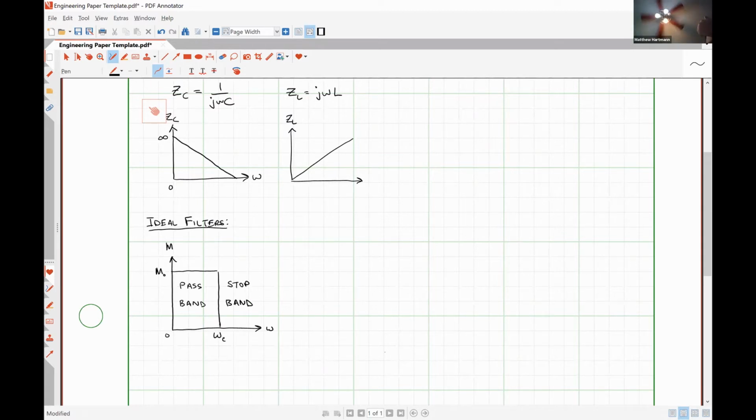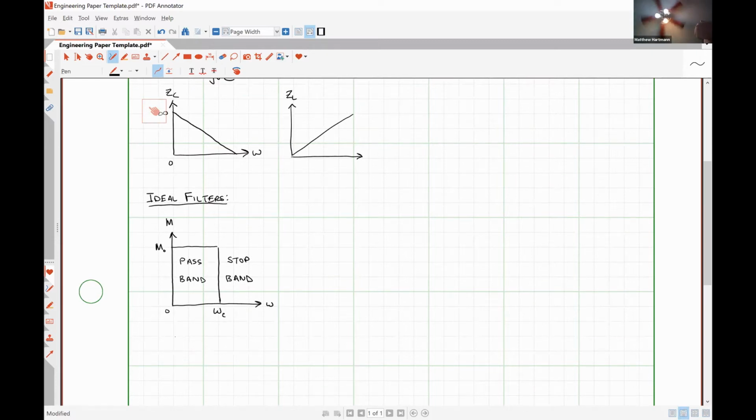So this would be an example of a low pass filter. And it's an ideal low pass filter because it has what we call a brick wall frequency response. There's a very abrupt shift between the pass band and the stop band, so that omega C definitively constricts which frequencies get passed and stopped. We can also have the opposite.